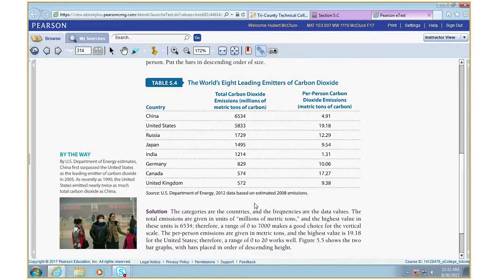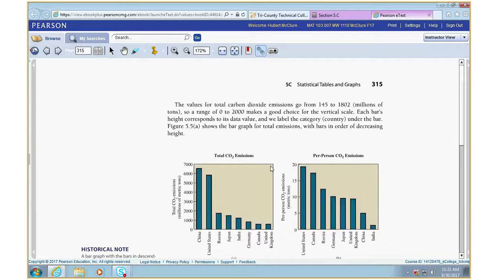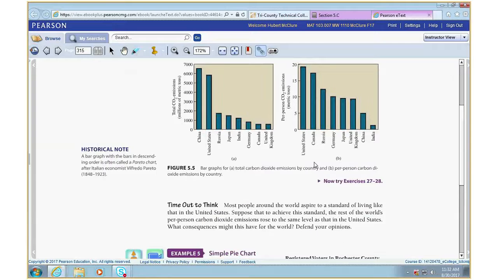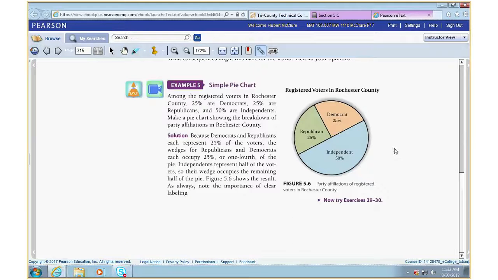Capiche? Make sure you can draw one. And I usually tell you to use Excel for that. There's another pie chart. No big deal.